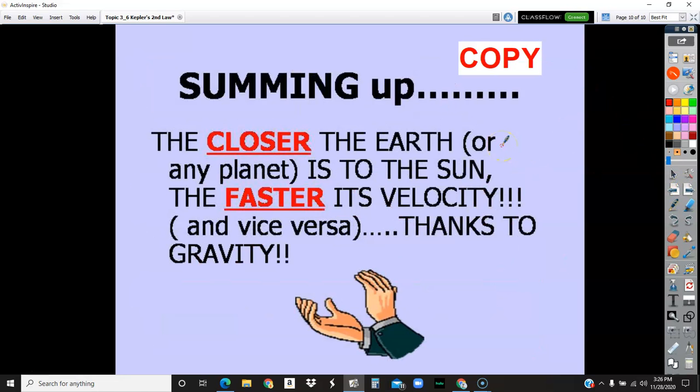So Kepler again says every month we have to cover the same amount of area, but really the law in more simple terms is the closer a planet is, Earth or any other planet, Mars, is to the sun, the faster, the greater its velocity due to gravity, right? And then the further a planet is from the sun, the lesser, the slower its velocity, again, due to less gravitational pull.